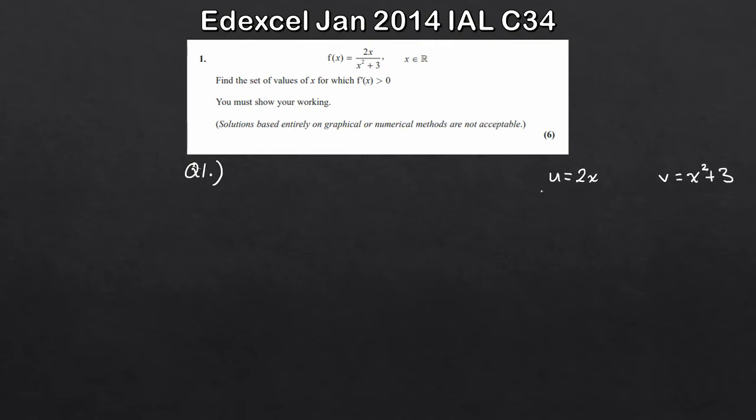So if we differentiate u, differentiate v, and then apply the quotient rule. So u prime, the derivative of 2x is just 2. Derivative of v, that's just going to be 2x. Okay, differentiate 3, that's just 0. So at this stage here now, we just apply quotient rule. So apply quotient rule.